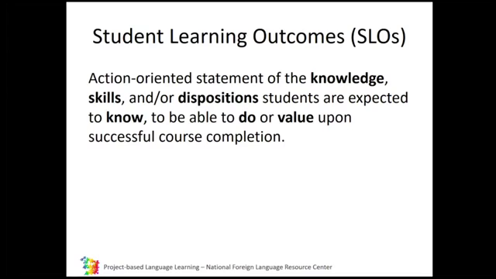Dispositions such as be tentative when presenting one's arguments or positions, or see one's own worldviews through the views of others, be able to suspend one's assumptions when presenting, be able to compare and contrast. So these kinds of dispositional outcomes are particularly important for language teachers.